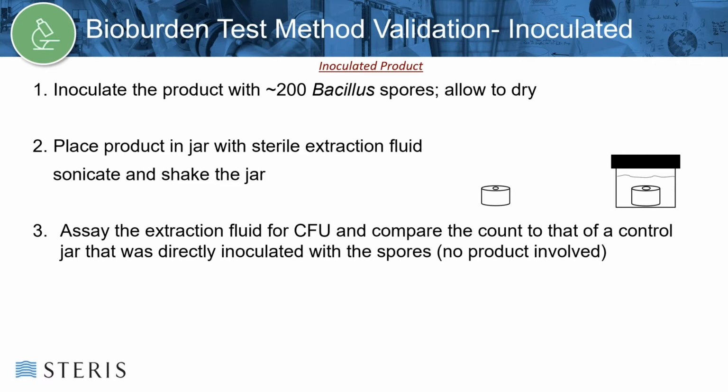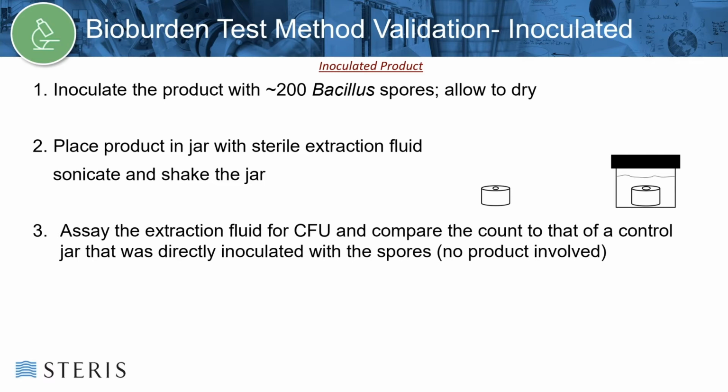So let's carry out an example of the inoculated bioburden method validation. We start by using a specified volume of a liquid suspension of Bacillus species, targeting an approximately 200 spores to be delivered onto the surface of the product. We allow the liquid to dry on the product.